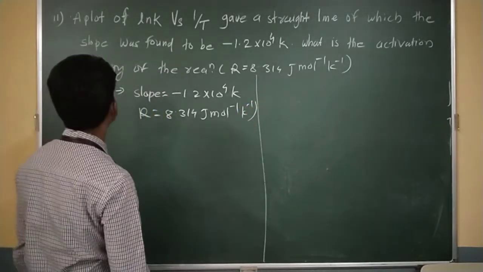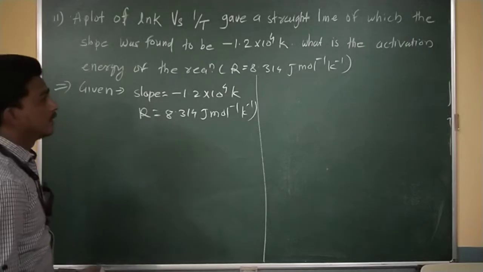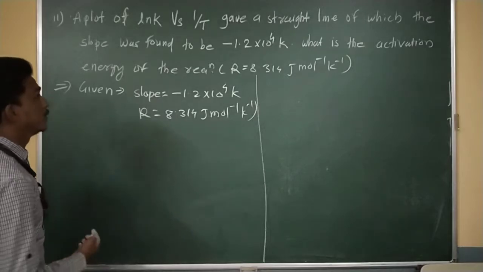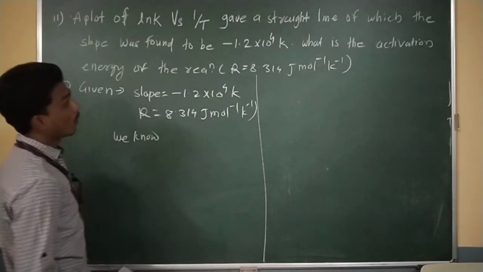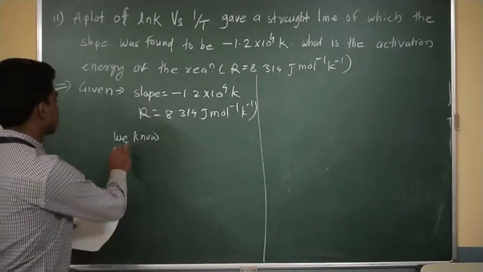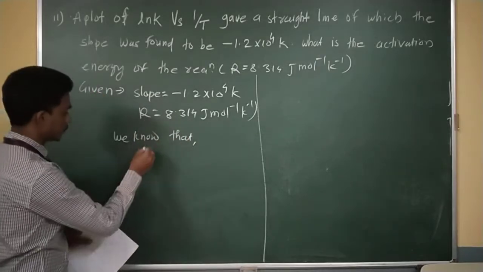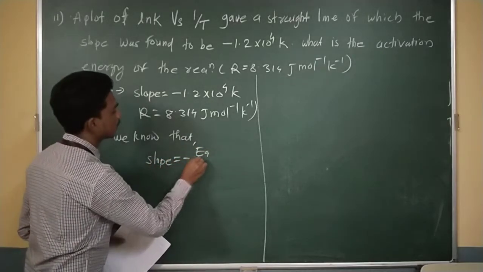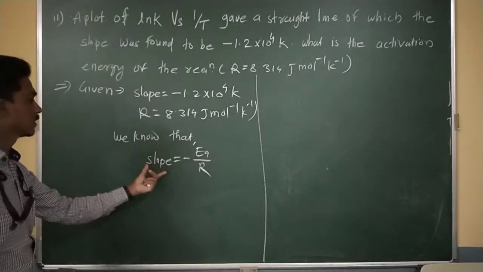Okay. So if you remember, in the previous video we dealt with the graphical method. In that case we discussed the formula related to how to calculate the energy of activation. You have to remember that formula. In that formula, slope is equal to minus Ea upon R. On the basis of the graphical method, this is the formula.